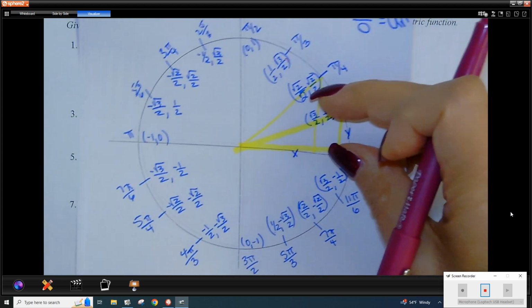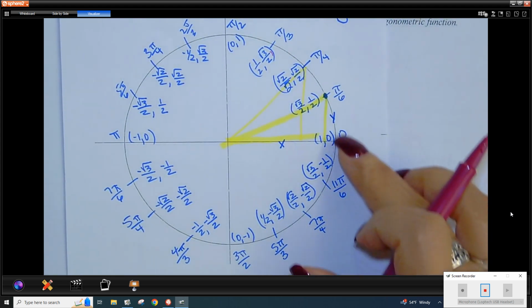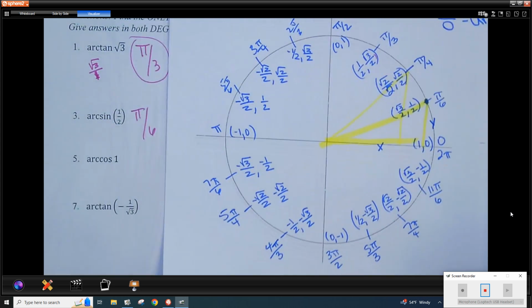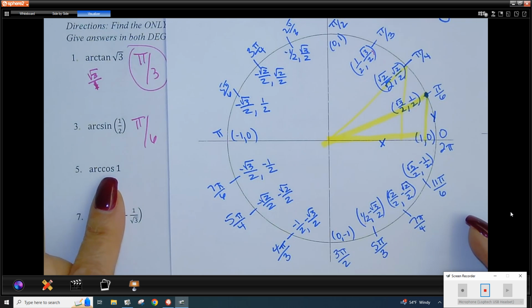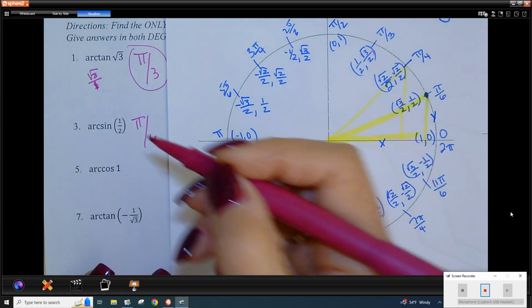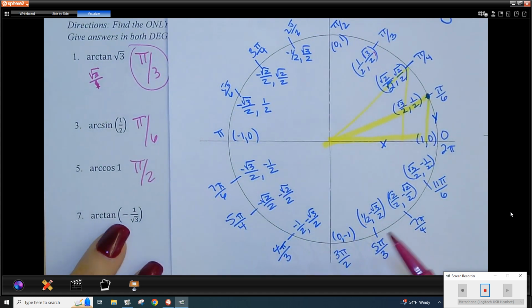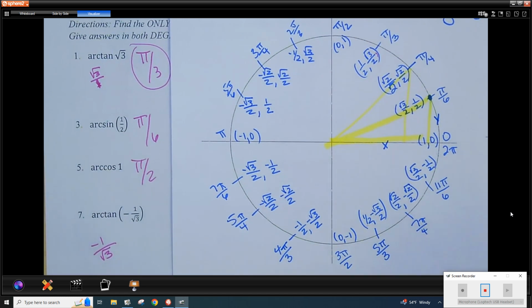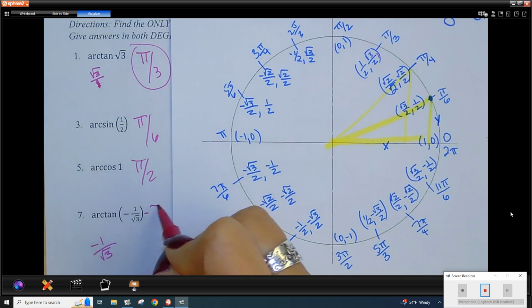So sine of 1/2, again, sine's here. It's your y value of 1/2, pi over 6. I'm just going to keep this up and go here on the left side. Cosine of 1 is right here, which is between 0 and pi, which is our cosine, pi over 2. Arctan, we have negative 1 over square root of 3. Remember your y numerator, your x numerator. We need a negative. Tan is in this, so it's this one, which is positive, but we want a negative pi over 6.